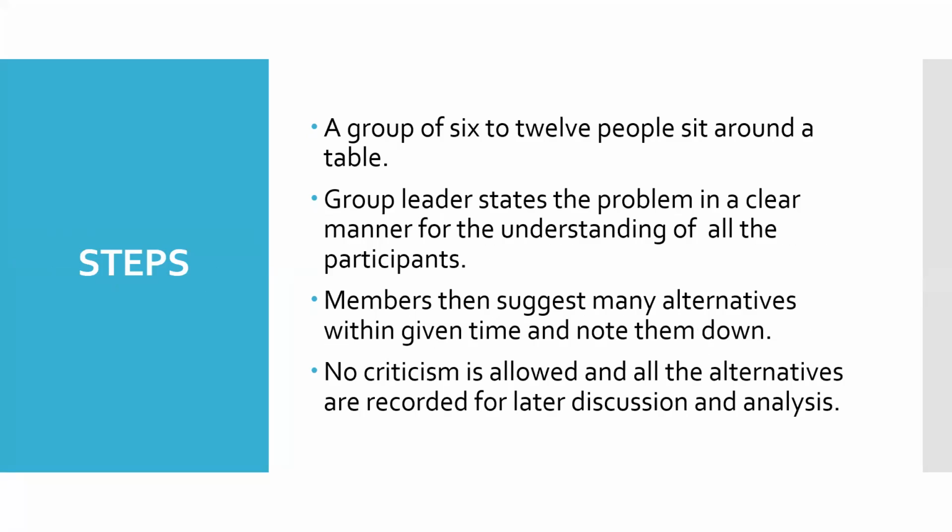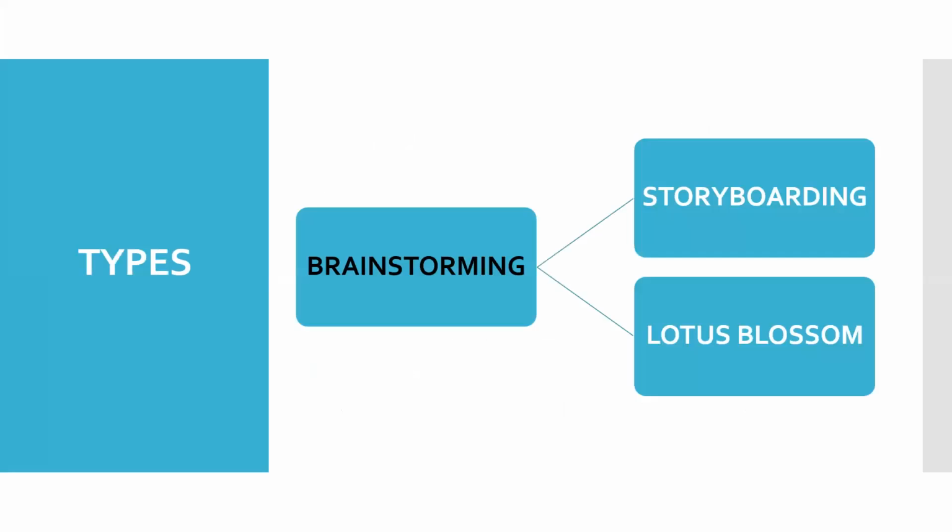What are the steps of the brainstorming technique? A group of 6 to 12 people sit around a table. The group leader would give the problem and then open the time for giving suggestions. Here, usually the members are supposed to note down as many solutions as possible without discussing within the given time. Then each of the solutions is individually taken, discussed and analyzed later on.